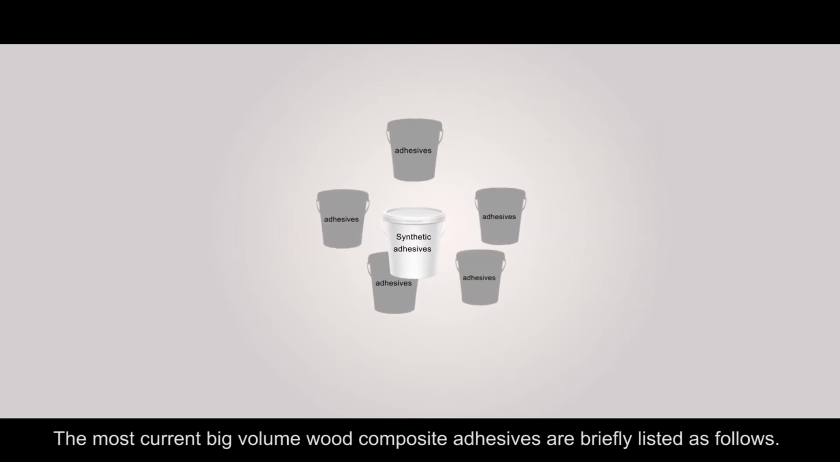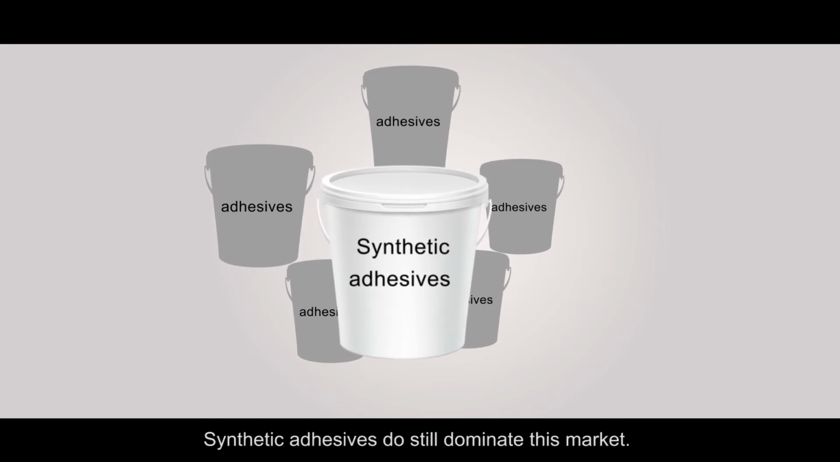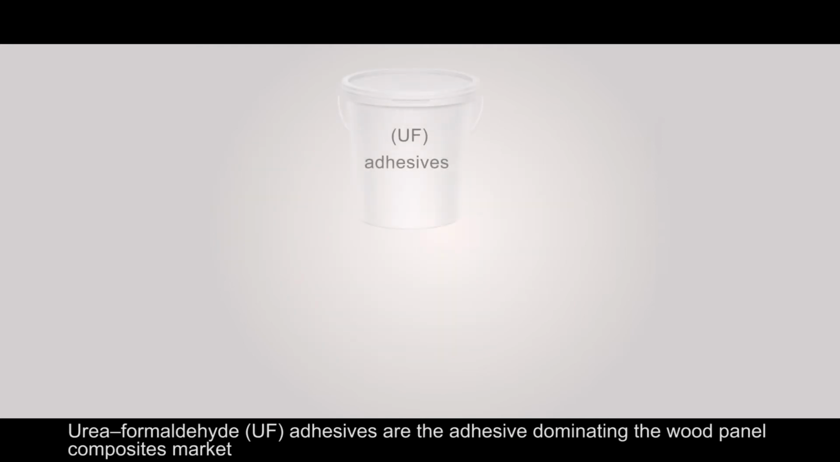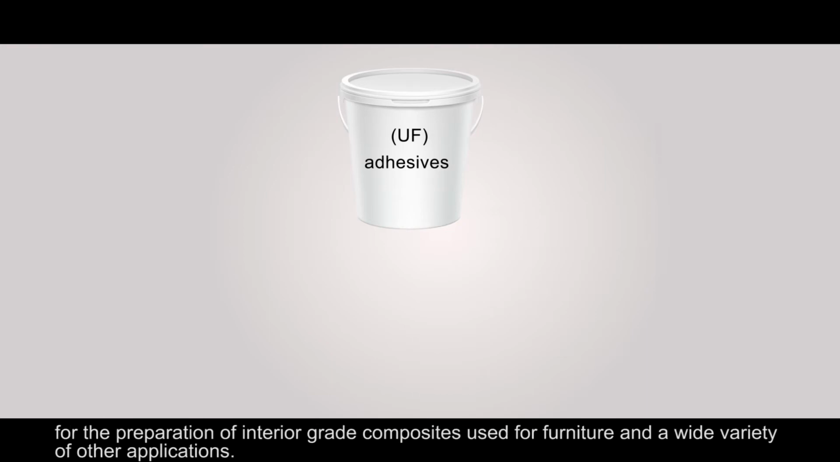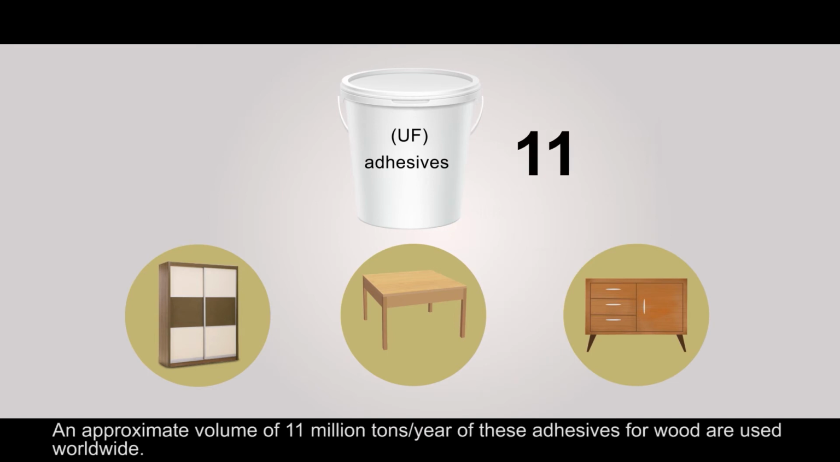The most current big volume wood composite adhesives are briefly listed as follows. Urea formaldehyde (UF) adhesives are the adhesive dominating the wood panel composites market for the preparation of interior grade composites used for furniture and a wide variety of other applications. An approximate volume of 11 million tons per year of these adhesives for wood are used worldwide.